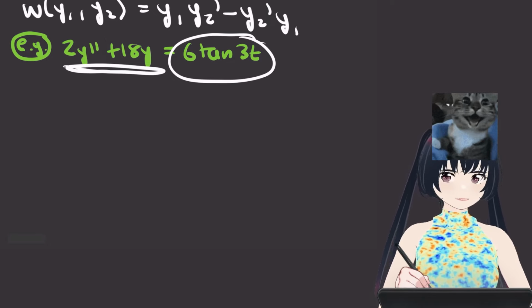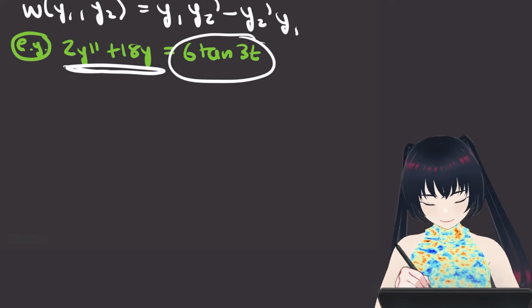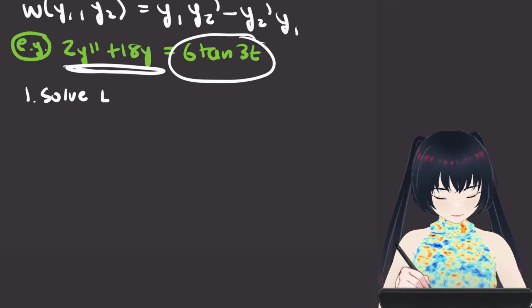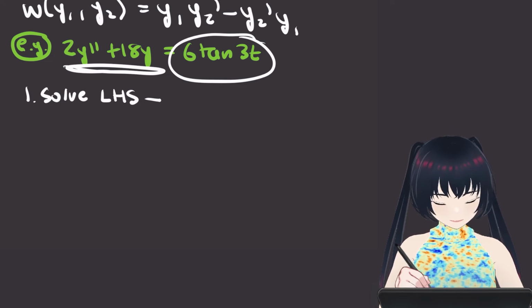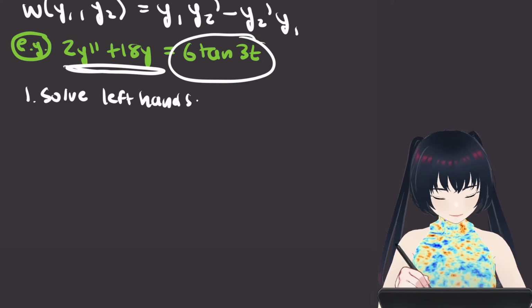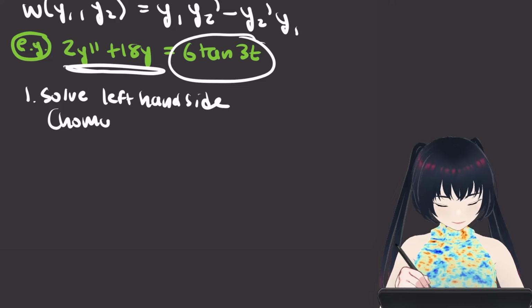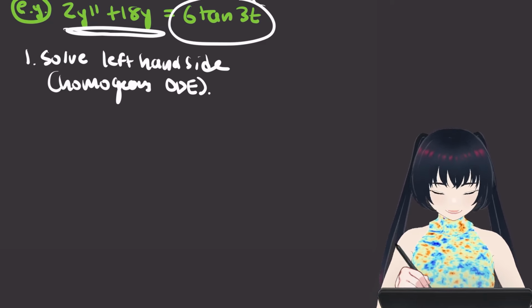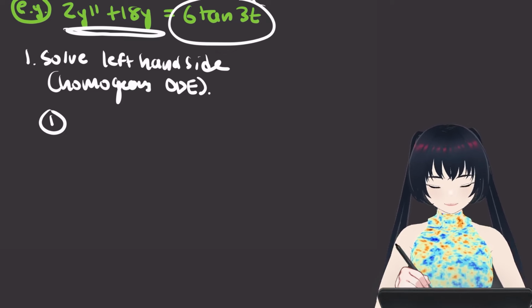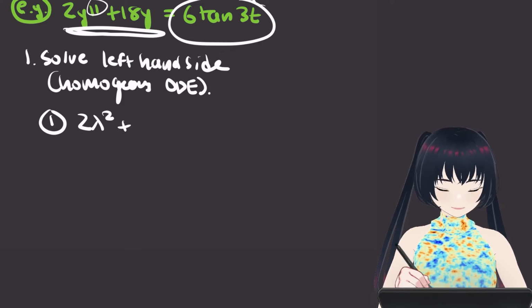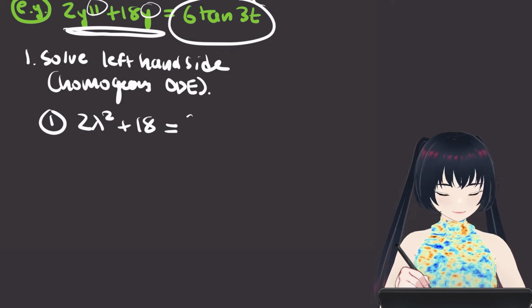But first, let's not jump the gun, and let's first solve the left-hand side, the homogeneous ODE. Again, let's go through the steps. Step number 1, find the characteristic polynomial. There's a double derivative on this one, so 2 times lambda squared plus 18, but there's no derivative on this one, so we put that as a constant, and we set that equal to 0.